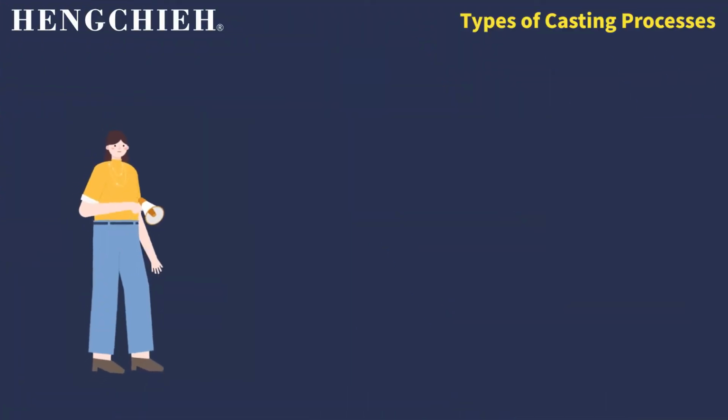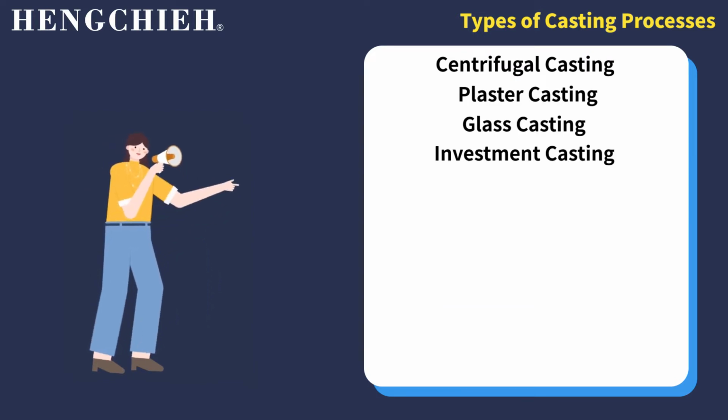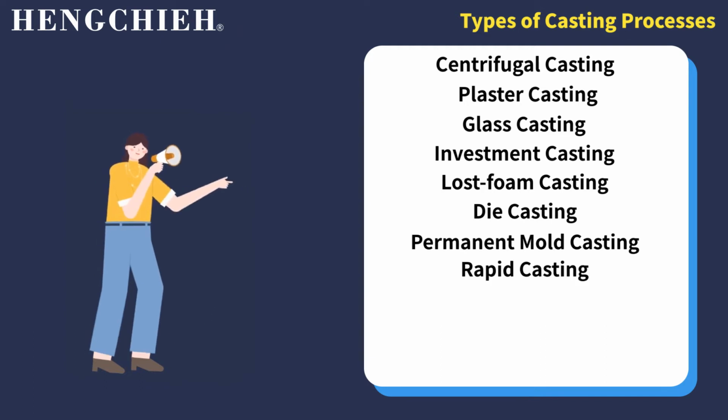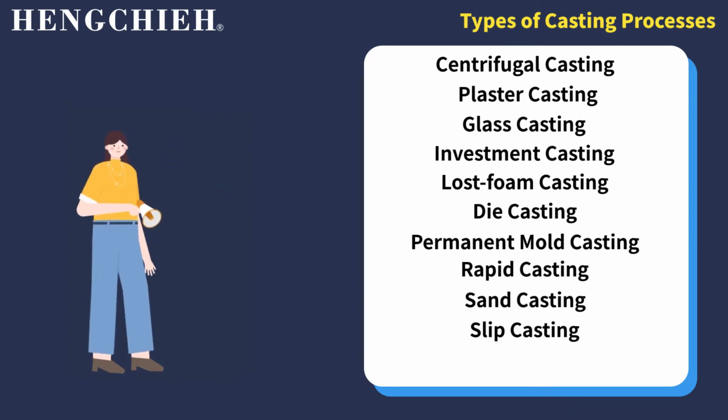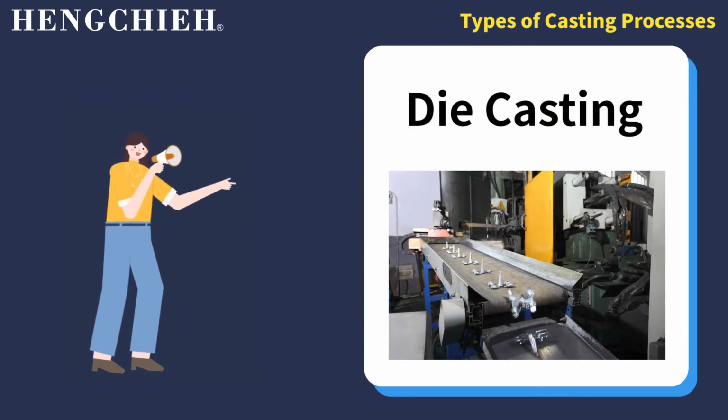What types of casting processes are there? Centrifugal casting, plaster casting, glass casting, investment casting, lost foam casting, die casting, permanent mold casting, rapid casting, sand casting, slit casting, squeeze casting. Let's focus on the most widely used die casting process today.